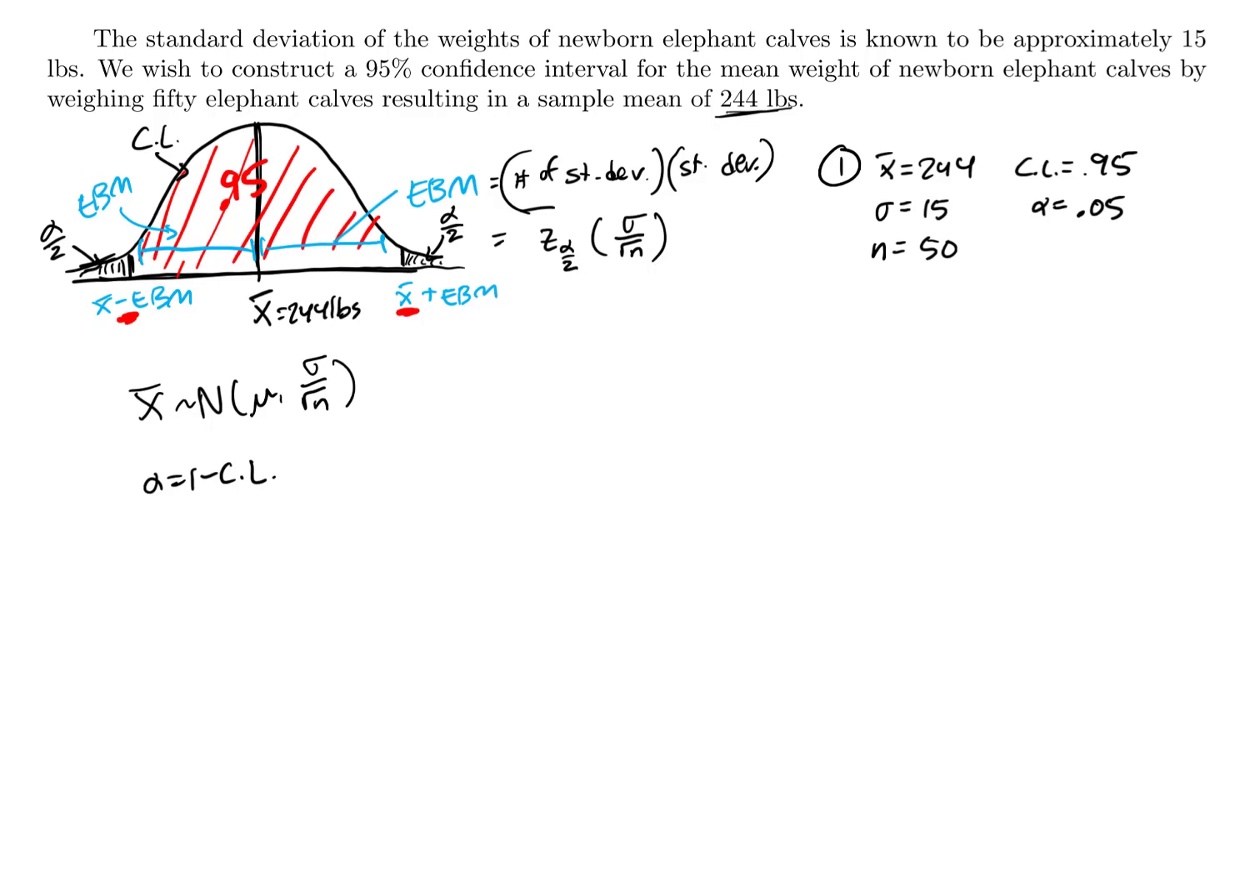Okay, now, secondly, we need to find our z-score. We need to find our z alpha over 2, and that is always based on our confidence level. So to do this, we need to get a table of our normal curve, and I have one here.